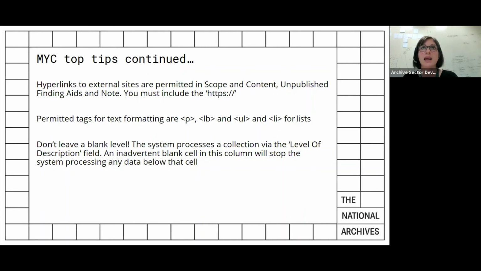You've got a collection that is 25,000 Excel rows. There can often be an inadvertent blank cell in the column, but it will stop the system processing anything below that cell. So that's an important one to double check before upload, that there are no blank levels.